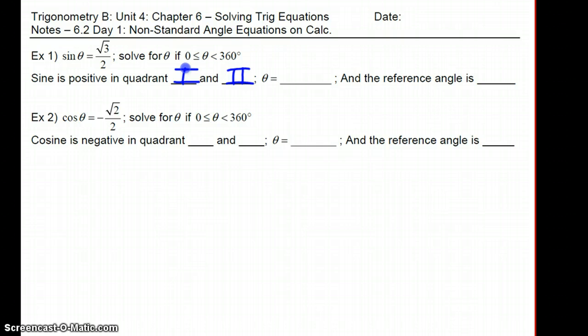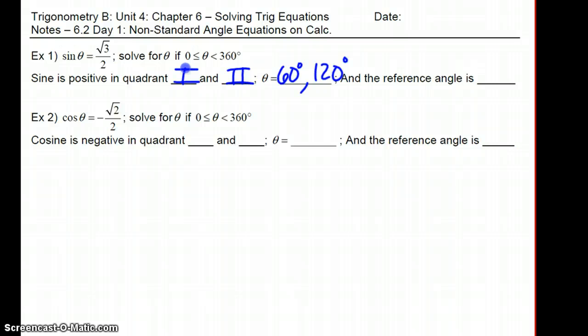If you look on our unit circle, you will notice that the sine value, or my y coordinate, is root 3 over 2 at two spots, 60 degrees as well as 120 degrees. Now think about what those angles tell me as far as a reference angle.